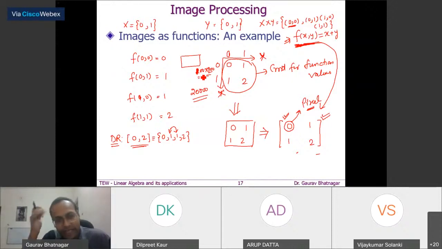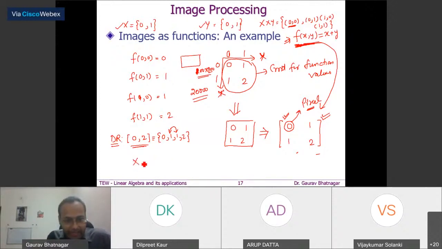But your question is prompting me to say a few things about this x and y, because you have asked why I have taken this 0 and 1. Even you can take an interval, no issues in that. So now let me take a very simple example just to try to extend this concept, why I have taken this discrete in nature.